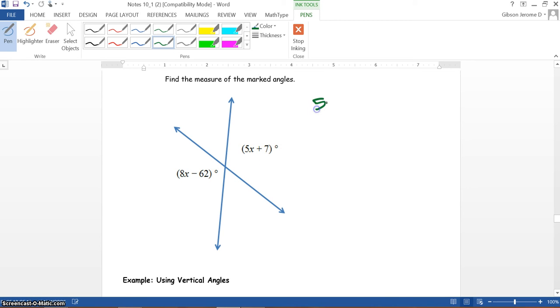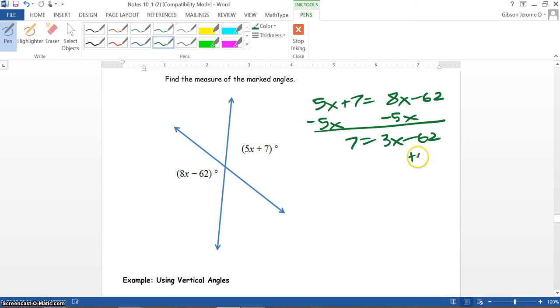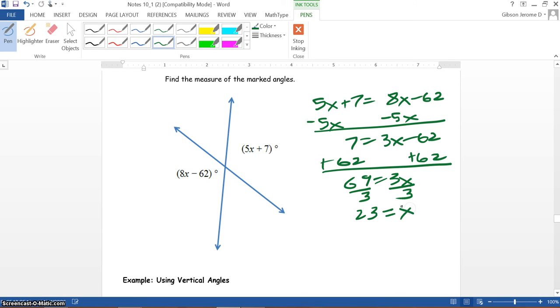So we could do 5x plus 7 is equal to 8x minus 62. Now we can solve this. We can subtract 5x on both sides. And 7 is equal to 3x minus 62. Add 62 on both sides. We get 69 is equal to 3x. We divide each side by 3. And this will give us 23 is equal to x. So now x is 23.